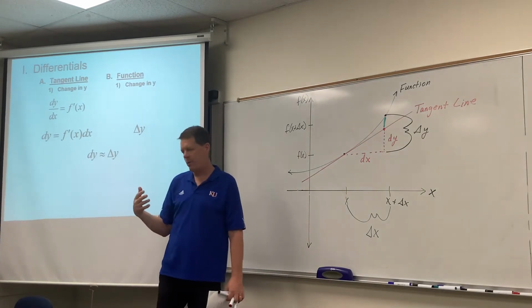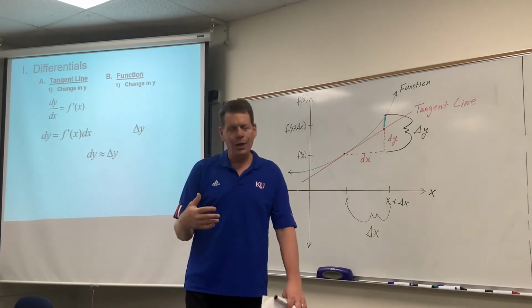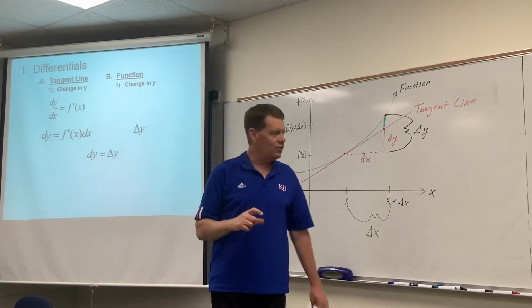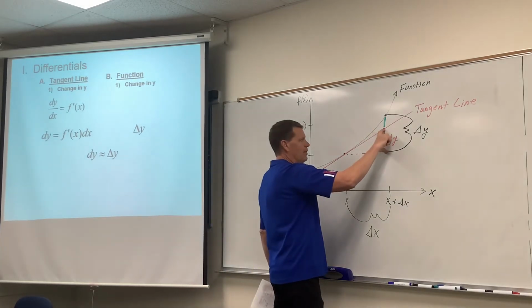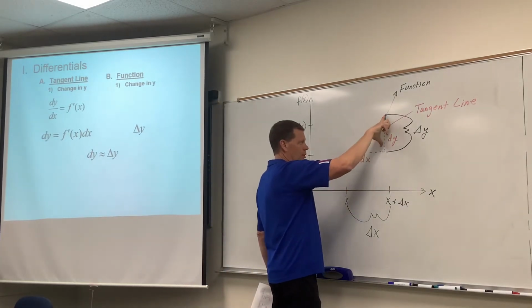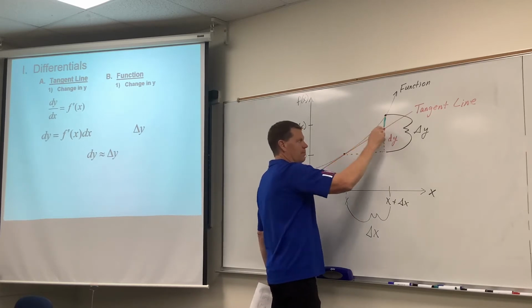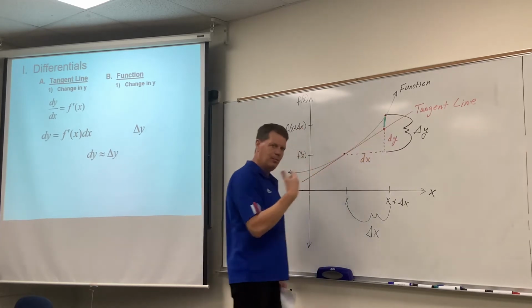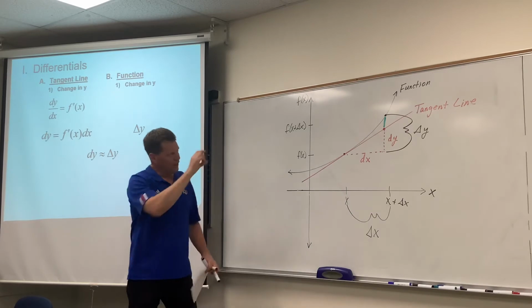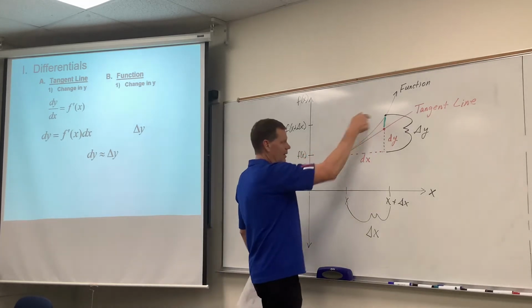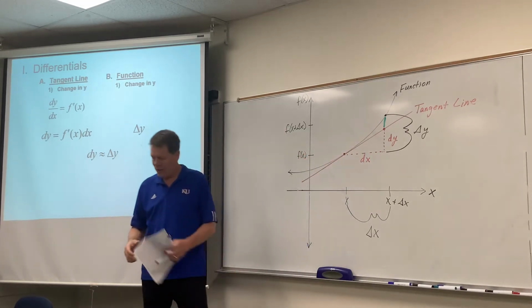So you see, that's why we put that approximate symbol in your notes there. The dy, the change on the tangent line, and the delta y, the change on the curve, the function, are different. There will always be a little gap there between them. I don't know if you can see that, but I put that in green there, that green little gap. All right, so they're approximate.